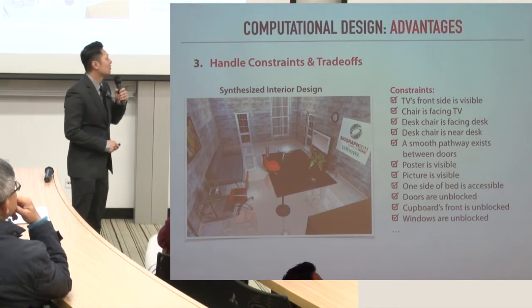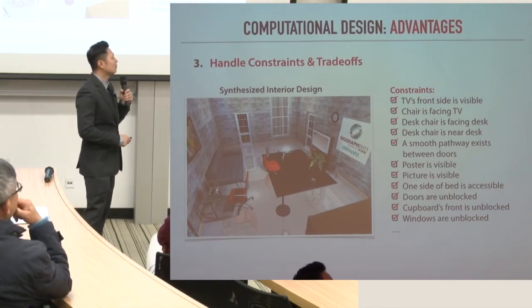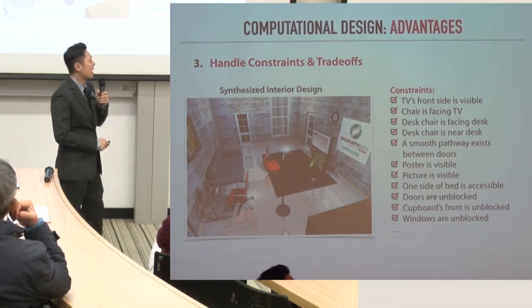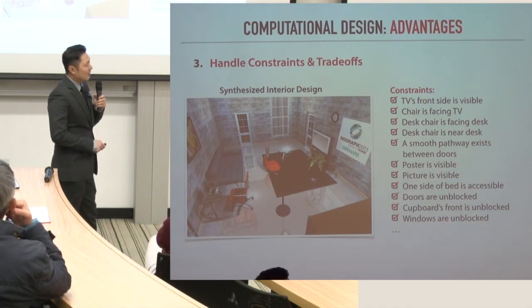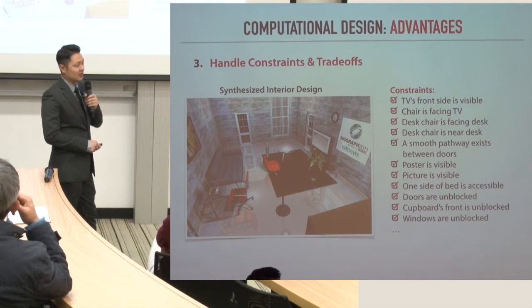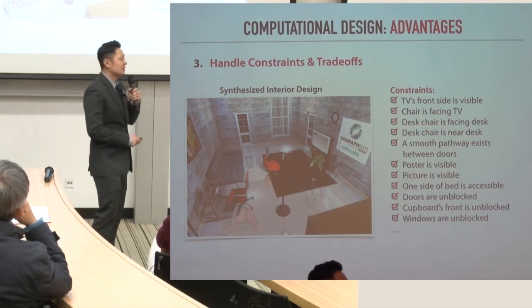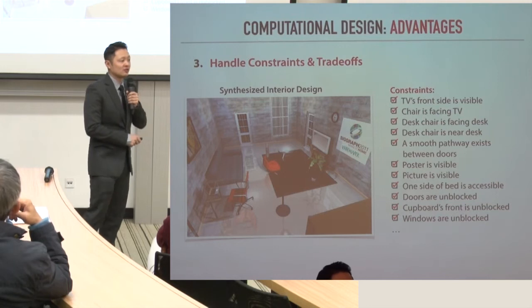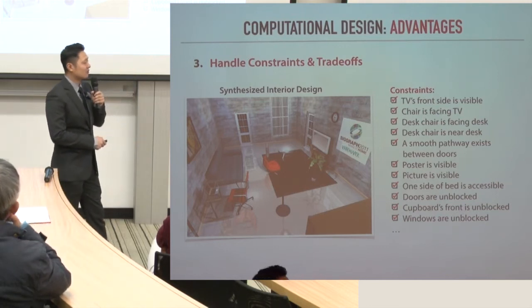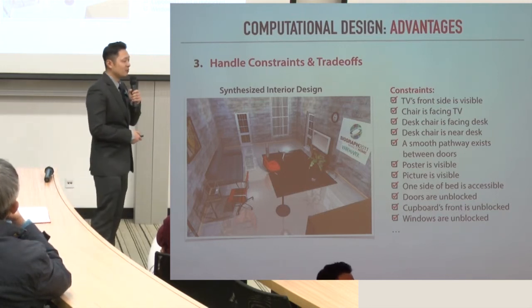And it can also handle constraints. For example, I want to do this interior design. I have a lot of constraints to handle. If I ask the human designer, I need to satisfy all these constraints, it could be tedious. But using computational design approach, it automatically handles all these constraints. You have new constraints, then the algorithm will adapt new results accordingly.